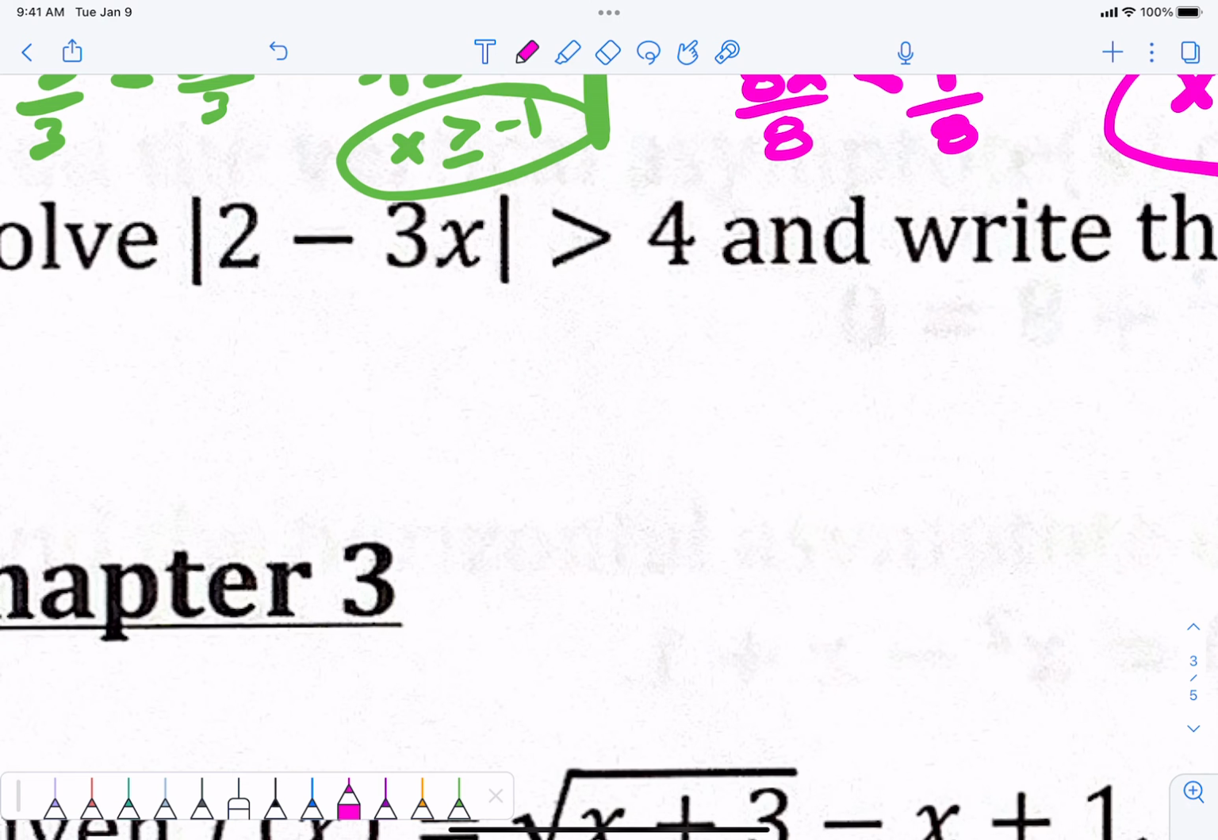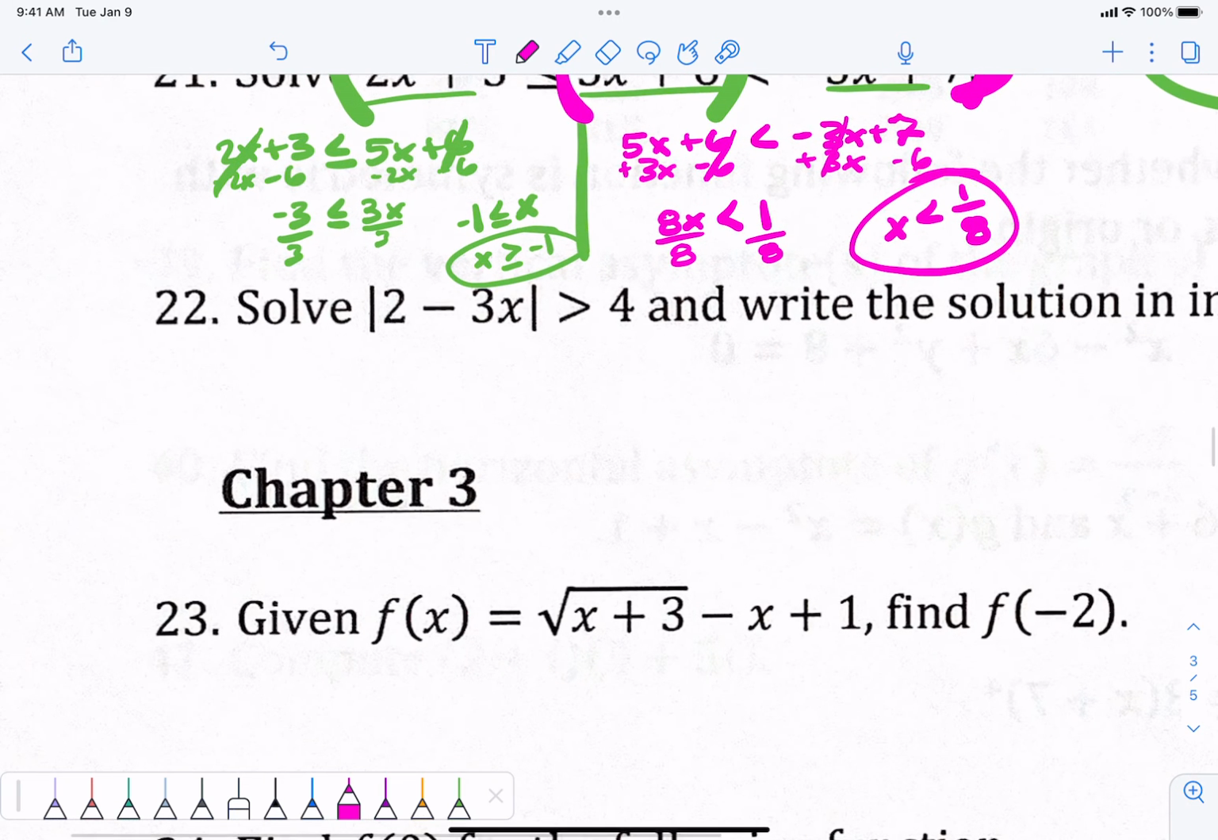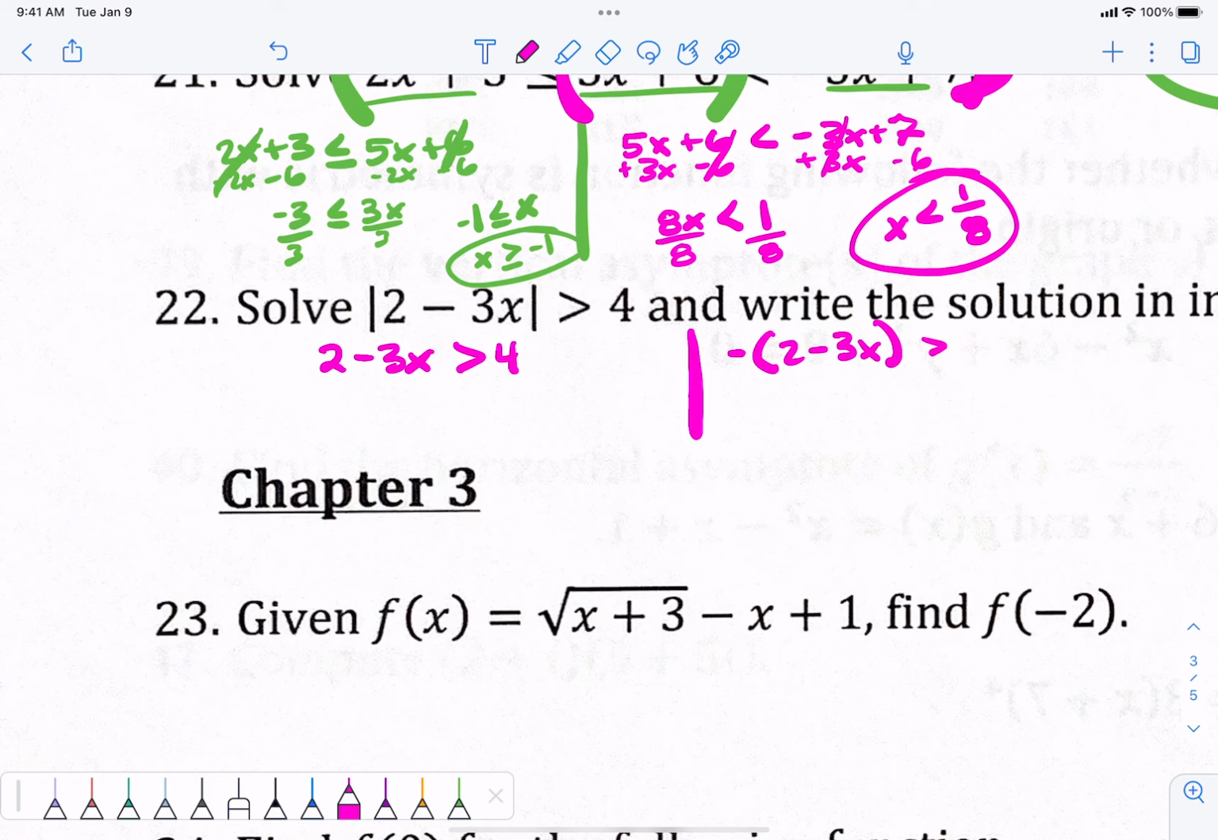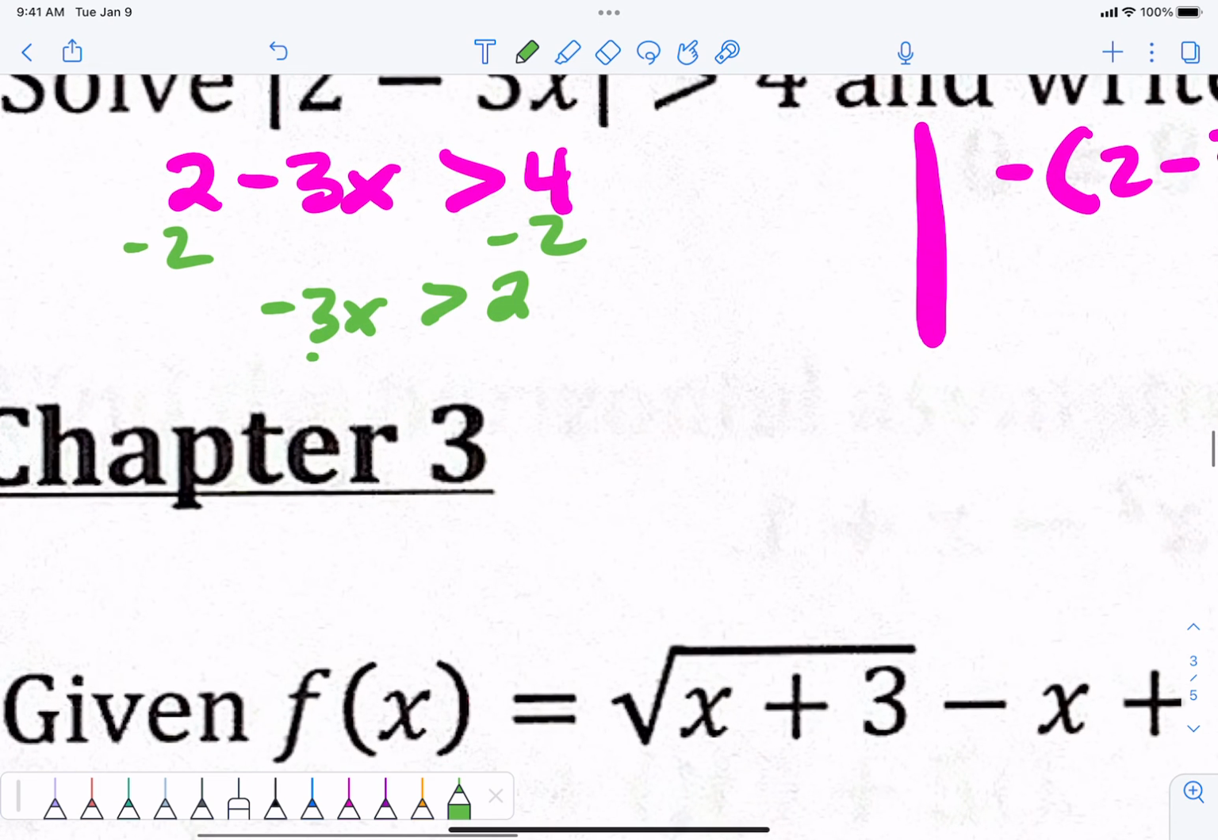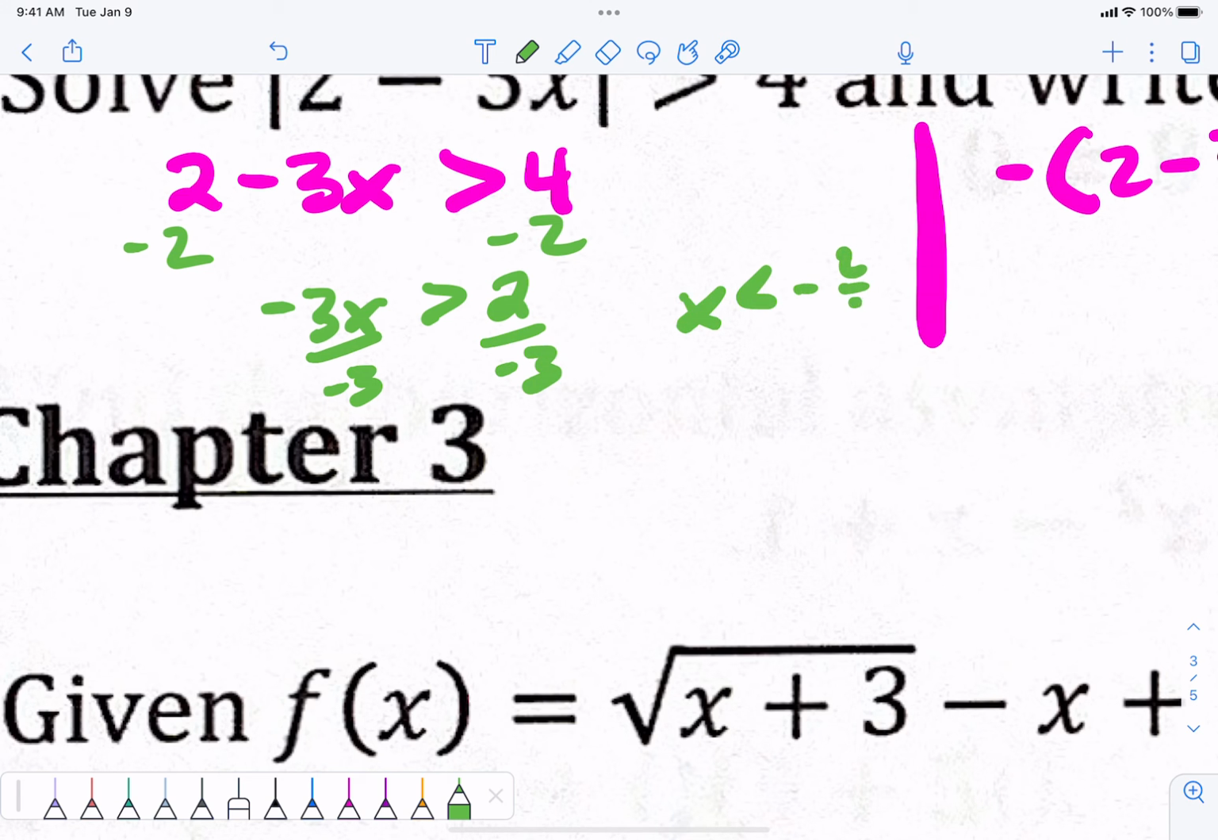Okay, what do we do? Same thing. Interval notation. We gotta solve it. But how do we solve it? Two cases. Yep. 2 minus 3x is greater than 4, and the second case, negative 2 plus 3x is greater than 4. Minus the 2, negative 3x is greater than 2. Divided by negative 3, x is less than... then you have to switch the sign. Yes you do, x is less than negative 2/3.